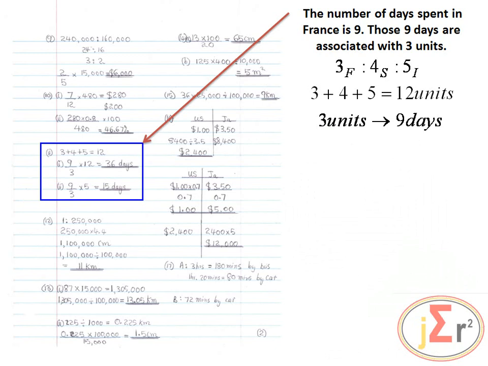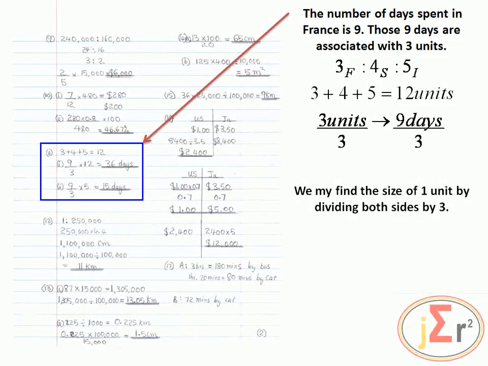Therefore, half our work has already been completed, because all we need to do is, as usual, find the size of 1 unit by dividing both sides by 3. And when we have done that, 3 into 3 is 1, so we have 1 unit, and 9 over 3 is equal to 3. So 9 divided by 3 is 3, so 1 unit is actually representing 3 days.